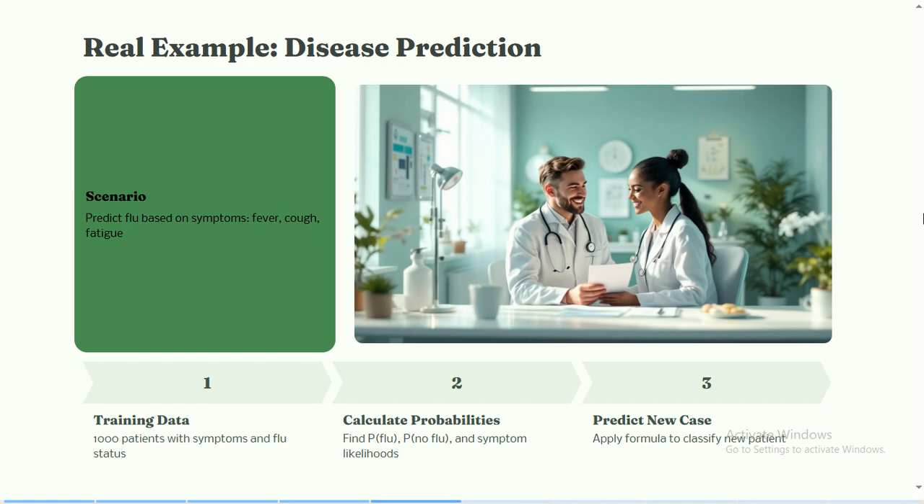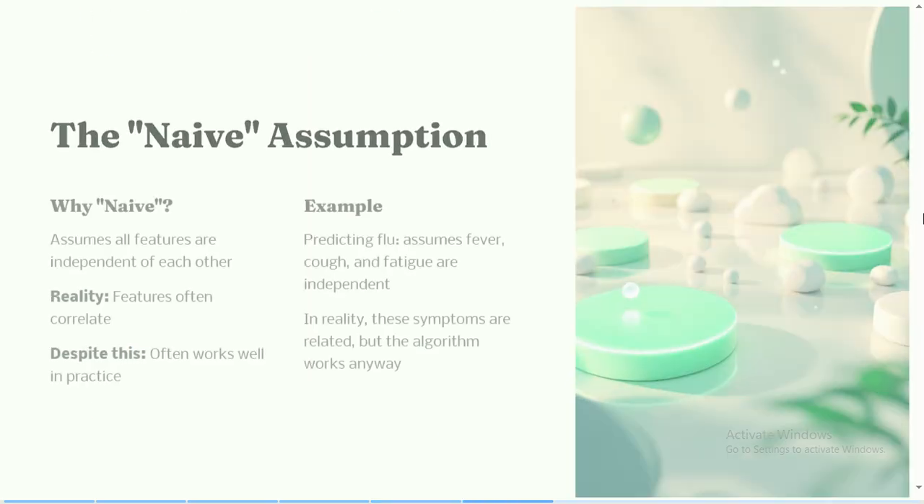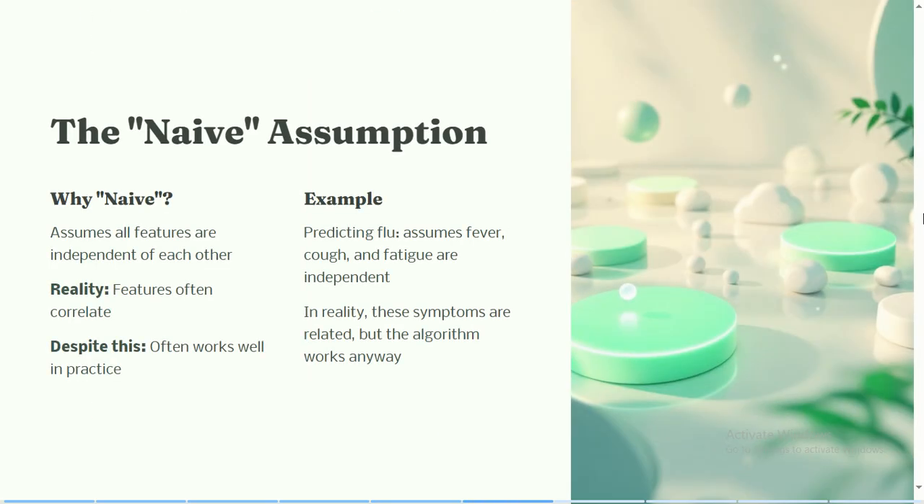Based on these probability calculations, the algorithm predicts whether the patient is likely to have the disease. This approach is widely used in medical diagnosis systems. So, why is the algorithm called naive Bayes? The word naive refers to a simplifying assumption made by the algorithm.